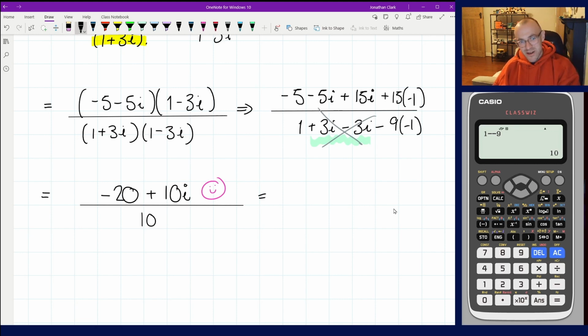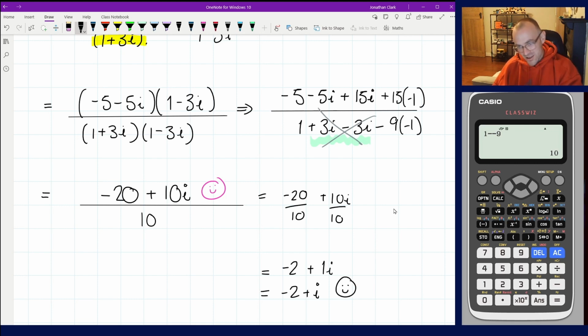So I'm going to break this into two fractions. They're both divisible by 10, so this is the sign. -20 over 10 is -2. 10 over 10 is 1. Of course, we can just call this -2 plus i. So that's looking great. That's the division part of it sorted.